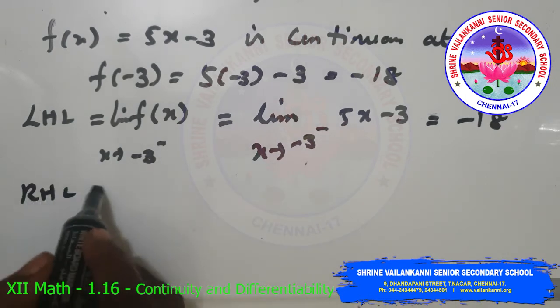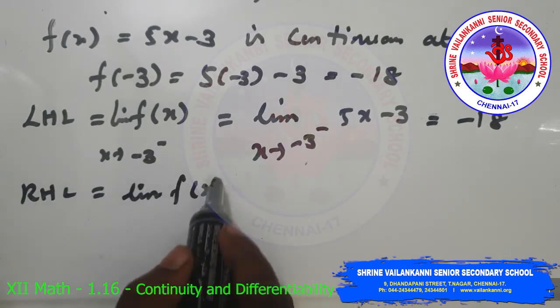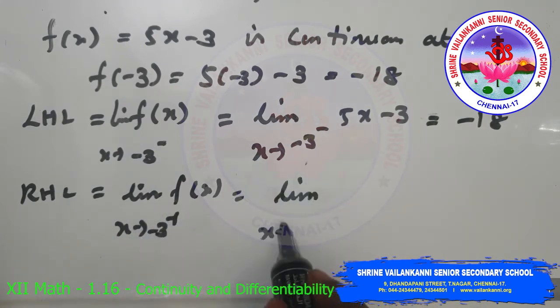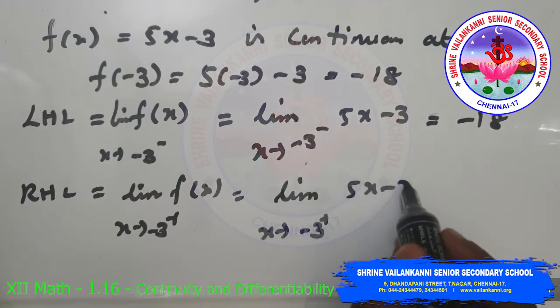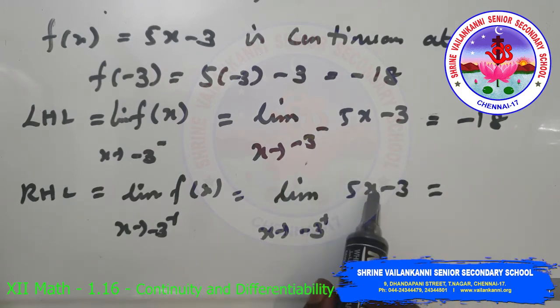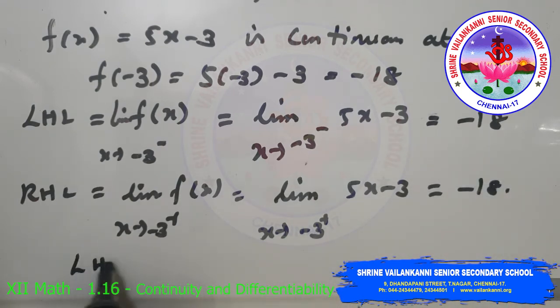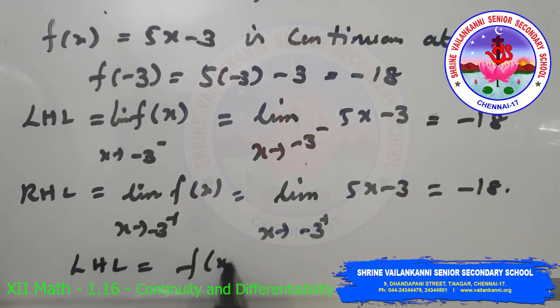And the right hand limit, we get limit x tends to minus 3 plus 5x minus 3, which is equal to 5 into minus 3 minus 3, which is minus 18. Here LHL equal to f of x at x equal to c, which is equal to right hand limit. Then we can say that f is continuous at x equal to minus 3.